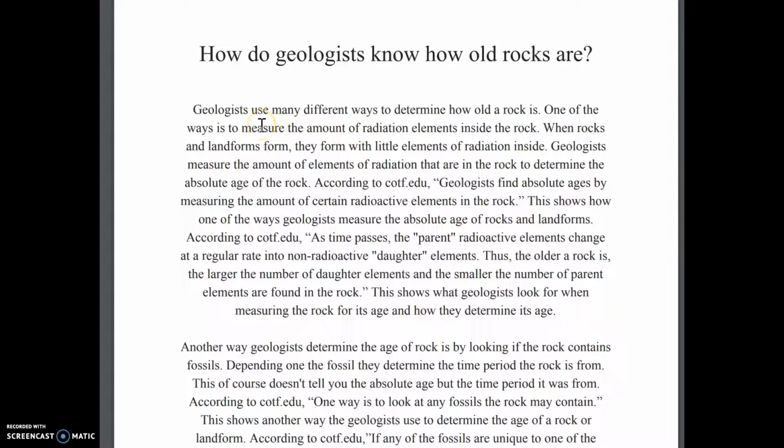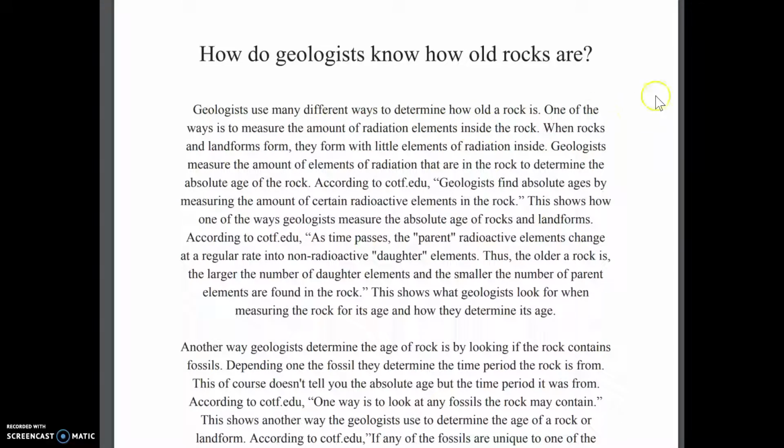Geologists, starting off the paper. Also, I would put a heading on this. Let me know who wrote this. Geologists use many different ways to determine how old a rock is. One of the ways to measure is the amount of radioactive elements inside the rock.